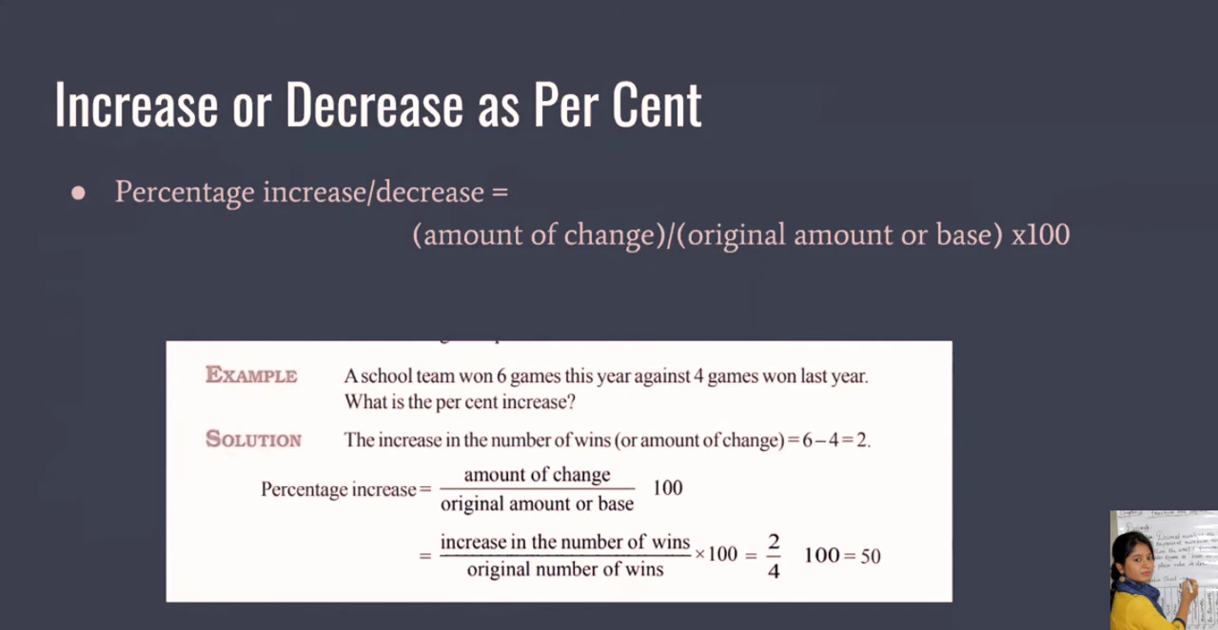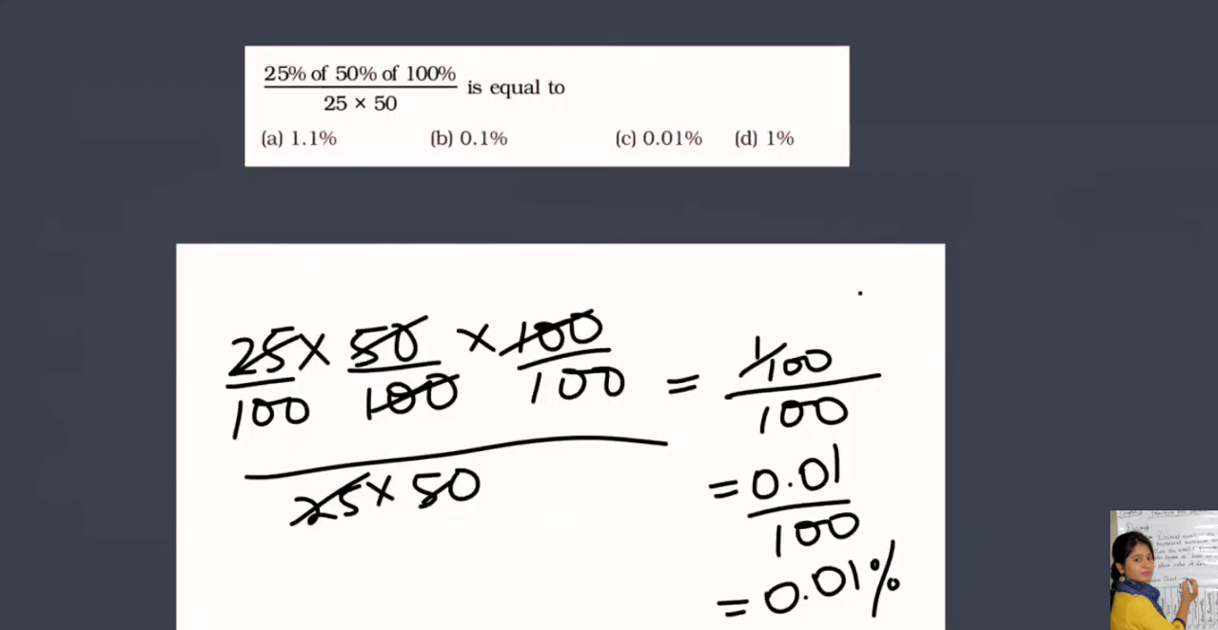So this formula we will use whether the percentages are increasing or decreasing. We need to find the amount of change, and then we will divide by the original number. Let us solve this part. 25% of 50% of 100% divided by 25 into 50. That will be equal to what?